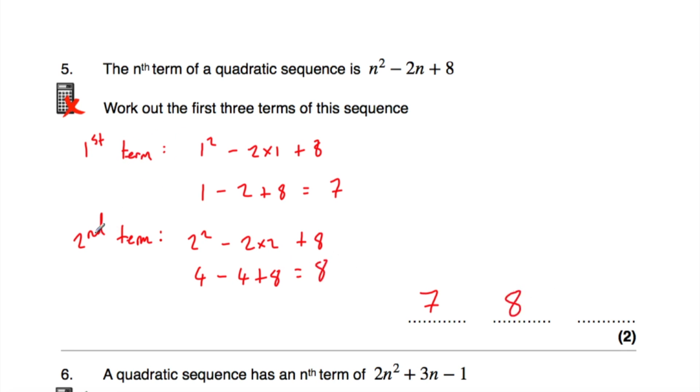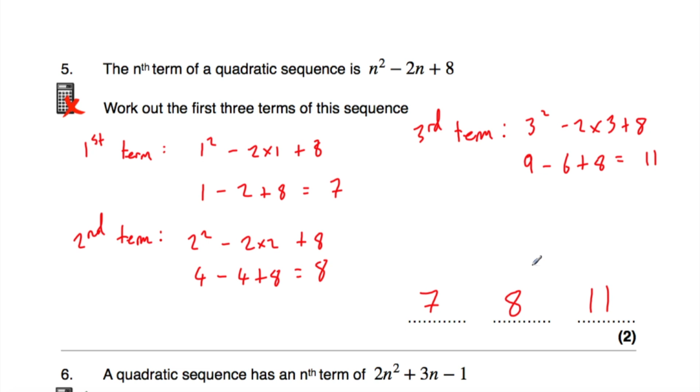So we've got the first term and the second term by substituting in 1 and 2. Now we need to find the third term by substituting in 3. So we're going to let n equal 3. Instead of n squared, it's going to be 3 squared, and then subtract 2 times 3, and then plus 8. So 3 squared is 9, and then subtract, and 2 times 3 is 6, and then plus 8. 9 take away 6 is 3, plus 8 is 11. So the third term in this quadratic sequence would be 11.